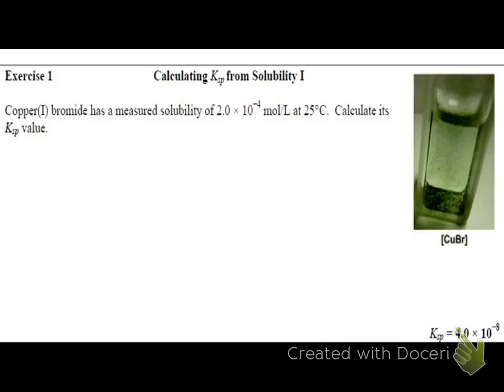So let's practice one on our own with copper 1 bromide. It has a measured solubility of 2.0 times 10 to the negative 4. Calculate its KSP value. So we'll start by writing our KSP expression. Oops, not 2 plus. It's just a habit. Sorry. We usually have 2 plus. It's the most common form. And then bromide.